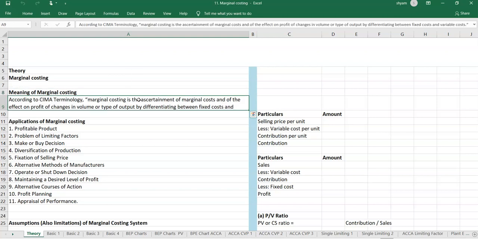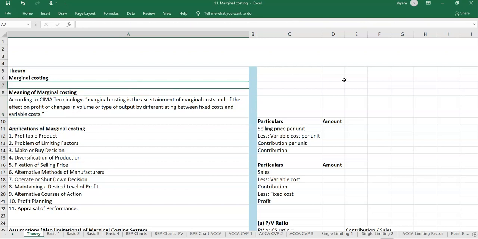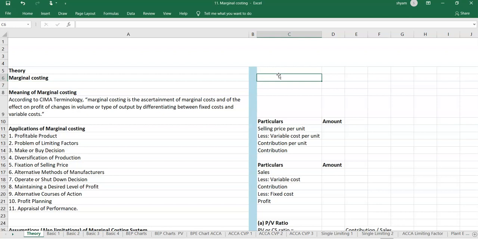Marginal costing is the ascertainment of marginal cost and of the effect on profit of change in volume or type of output by differentiating between fixed costs and variable costs. Normally, we try to find out the profit by taking sales, less the total cost, and we finally end up with the profit. This is how a traditional accounting system works. Even financial accounting computes the profit this way.